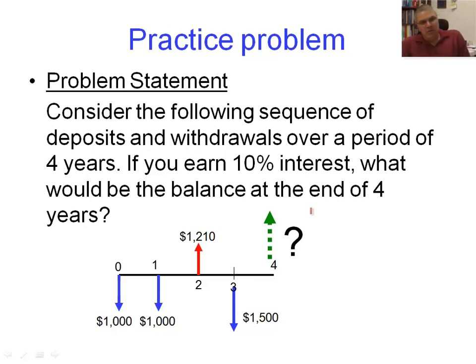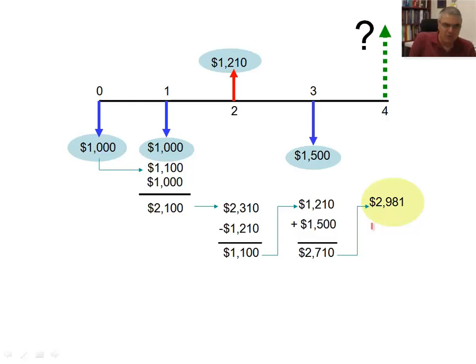The other problem, as the last problem, is if you consider the following sequence of deposits and withdrawals over a period of 4 years, if you earn 10% interest, what will be the balance at the end of the 4th year? So today, $1,000. At the end of year 1, another 1,000. There will be a withdrawal of $1,210 at the end of year 2. At the end of year 3, there will be another $1,500 deposit. What will be left at the end of year 4?